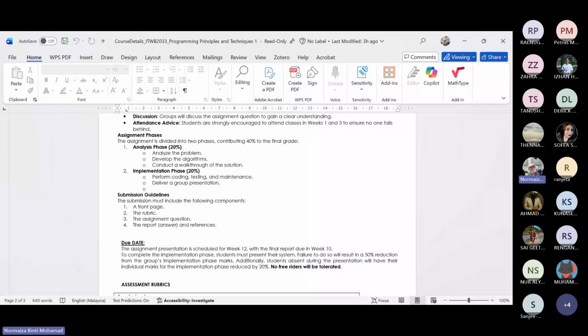Okay, so that means you have to do presentation. If you didn't do presentation, your implementation phase will be reduced 50%. So that means instead of 20%, you'll get only 10%. And then if any student is absent during the presentation, the individual mark will be further reduced by 20% from the 50%. And no free riders will be tolerated. So that means if you're in a group, you must do your work. You don't just put your name.